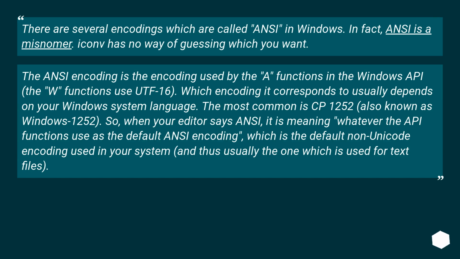The ANSI encoding is the encoding used by the A functions in the Windows API. The W functions use UTF-16. Which encoding it corresponds to usually depends on your Windows system language. The most common is CP1252, also known as Windows-1252. So, when your editor says ANSI, it means whatever the API functions use as the default ANSI encoding, which is the default non-Unicode encoding used in your system, and thus usually the one which is used for text files.